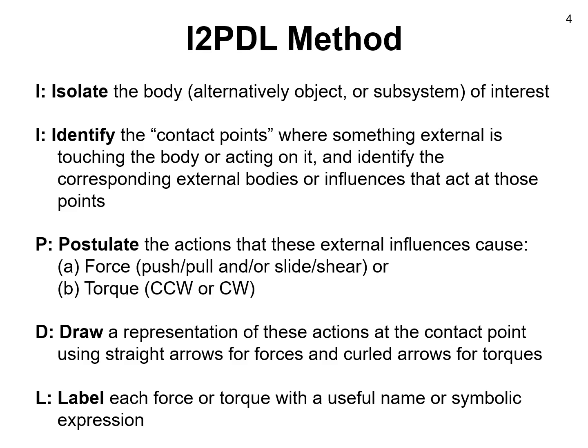We're going to postulate the actions that these external influences cause, and there's two types. One could be through a force, which we understand as pushing or pulling on something, or possibly sliding or shearing on something. We'll discuss what that means a bit later. And then there's also torques, which cause a sense of rotation, and they'll be either in the counterclockwise or clockwise direction. The next step is draw.